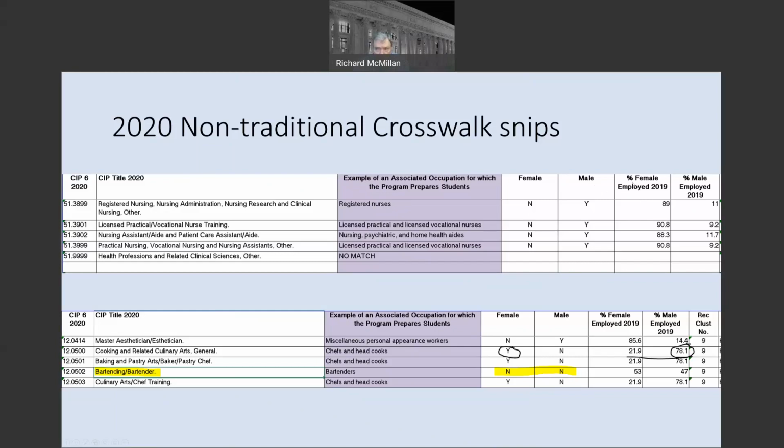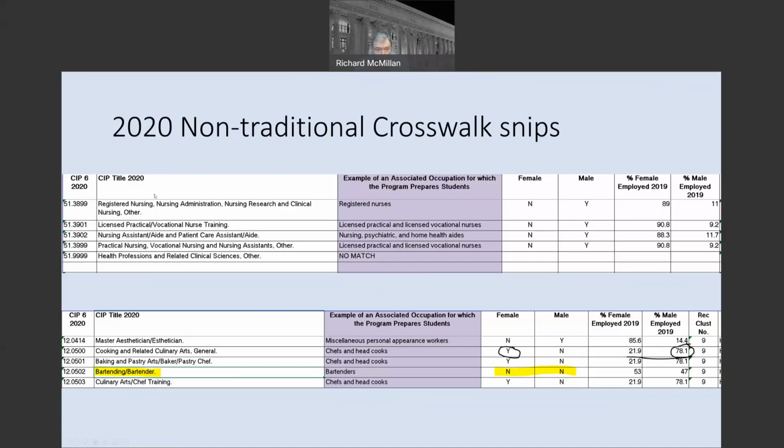And we can tell, notice that in the next to the last column here, we've got percent female employed in 2019. And notice that we have 89% of those in the registered nursing occupation in 2019 were women. Only 11% were men. So note that under the male column, we have a Y. And that means, yes, registered nursing is a non-traditional field for men.